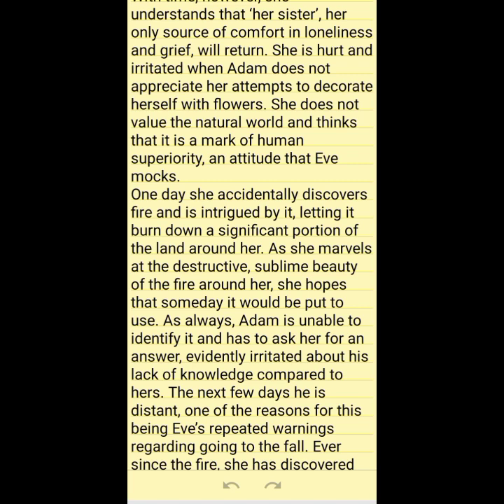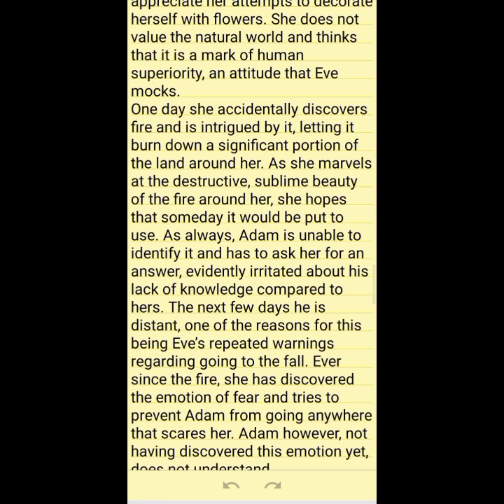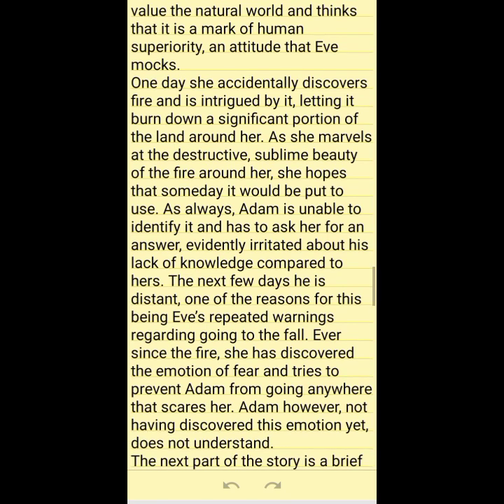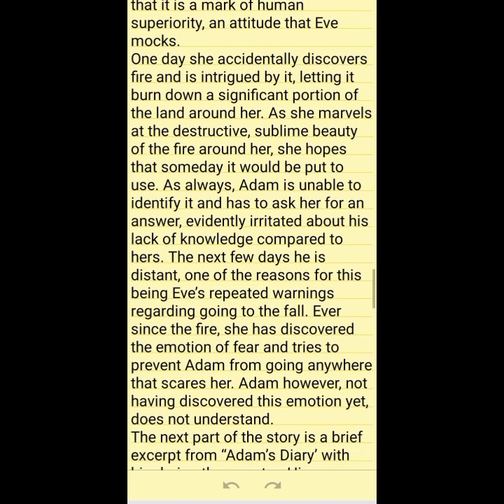She does not value the natural world and thinks that it is a mark of human superiority, an attitude that Eve mocks. One day she accidentally discovers fire. Eve has so much enthusiasm and she likes to discover new things. So one day she discovered fire, letting the fire burn down a significant portion of the land around her.